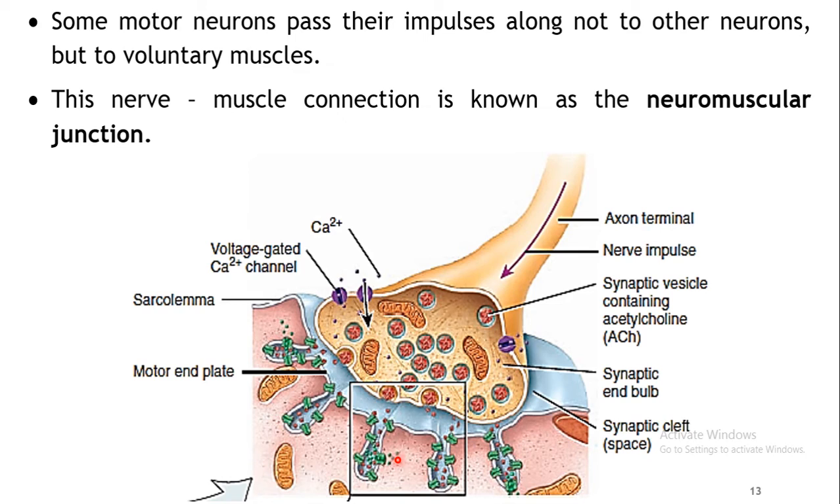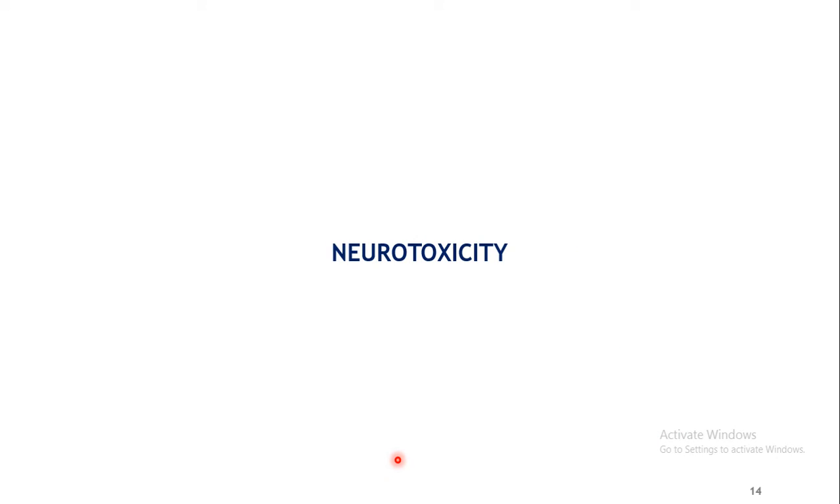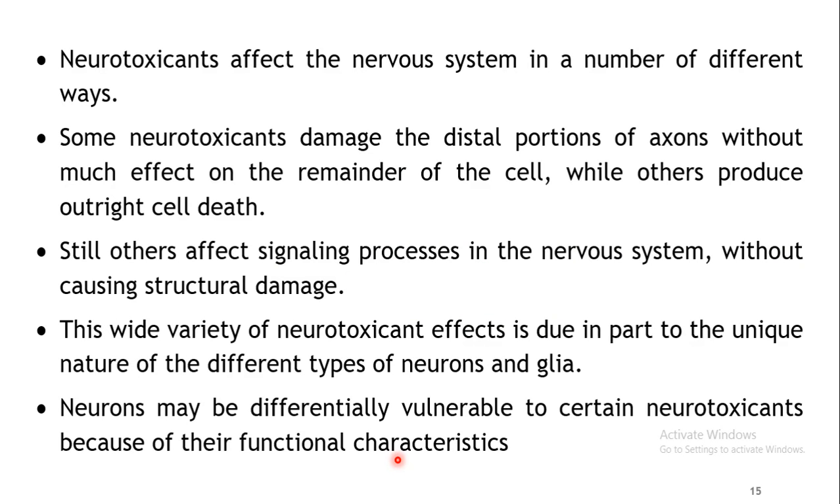I will not go much into detail with these processes. Now coming to our topic, that is neurotoxicity. So with this brief introduction about the nervous system, it's highly difficult to cover the entire nervous system in just 10 minutes. So I've tried to focus on the important points which will be coming across in this particular topic, that is neurotoxicity. So let us begin with how the toxicity can be caused to the neurons.